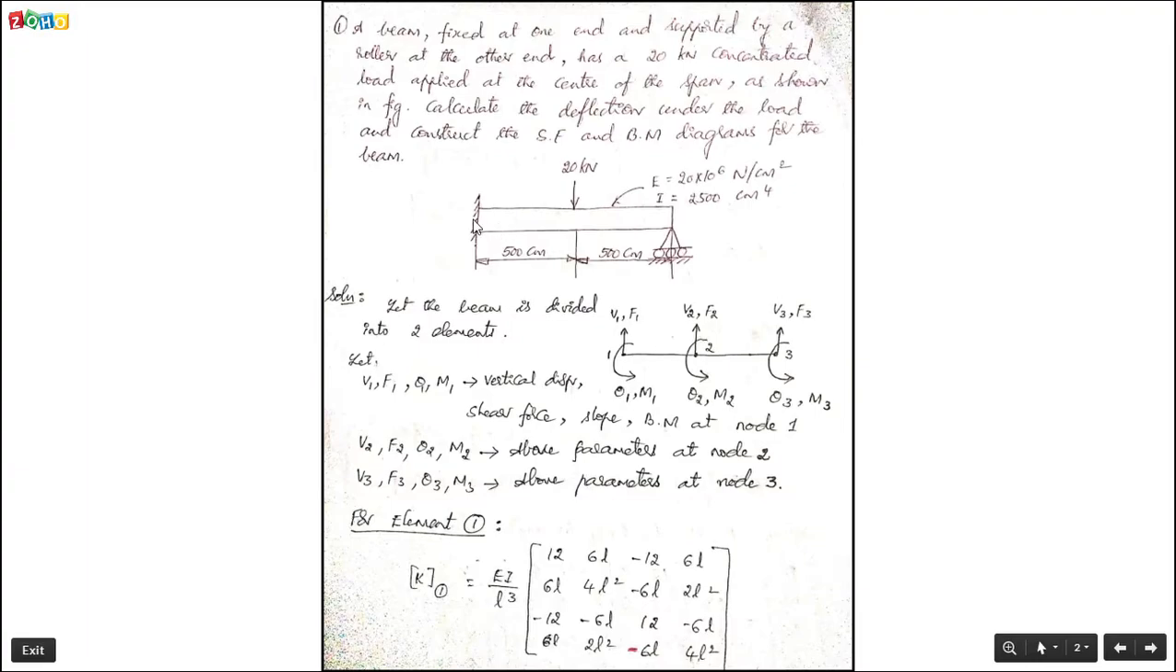The first node is fixed, so V1 equals 0 and theta 1 equals 0. Here only force will be acting, no roller moment, so M2 will be 0. Here a roller moment is there, but no force acts here, so V3 and M3 will be 0. So these are the boundary conditions we have to substitute here.